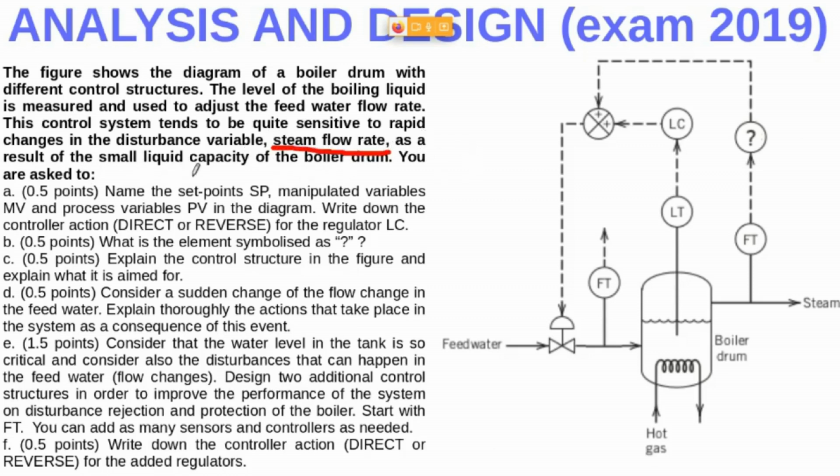As a result of a small liquid capacity of the boiler drum, you are asked to name the set points, manipulated variables, and process variables in the diagram, and then write down the controller actions, direct or reverse, for the regulator LC. Well, because this is a level controller, and here we have feed water, the more water enters the boiler drum, the higher the level. So we have a positive relationship. This controller must be configured with a reverse controller action. So this question is very fast to answer.